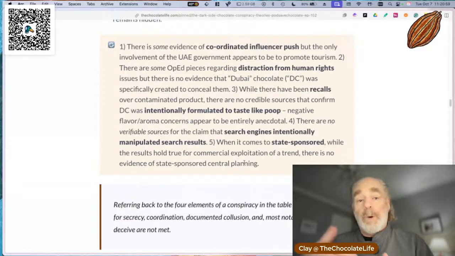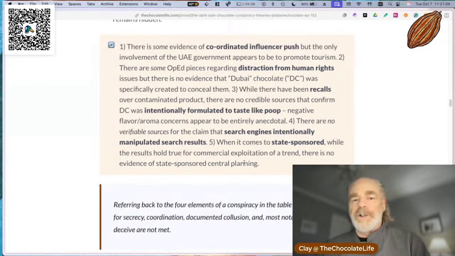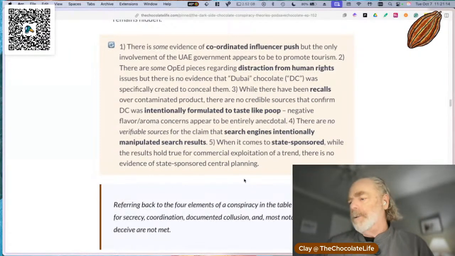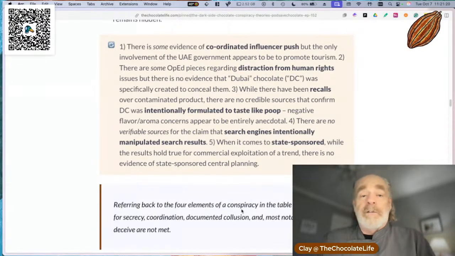a point-by-point debunk of common claims around Dubai chocolate conspiracy theories, and Reddit. There are many other places where these might be. My particular source here was Reddit, because they were all in one place and easy to find. If you know more or have other debunking ones, go into the comments. Let me know what you think. Is this an interesting idea, debunking chocolate conspiracy theories?